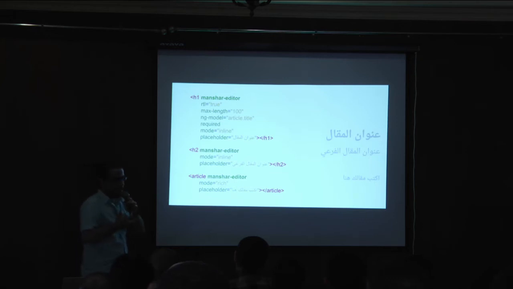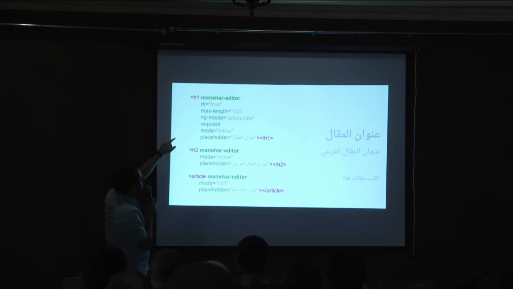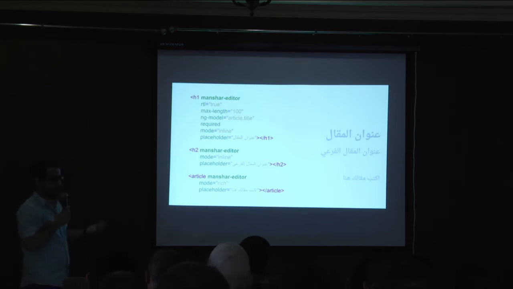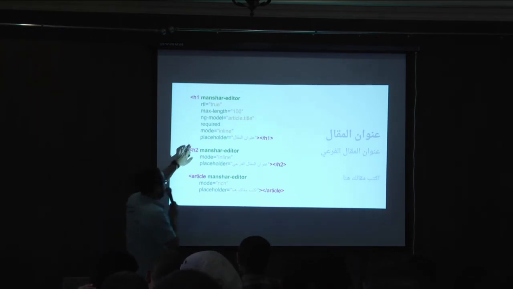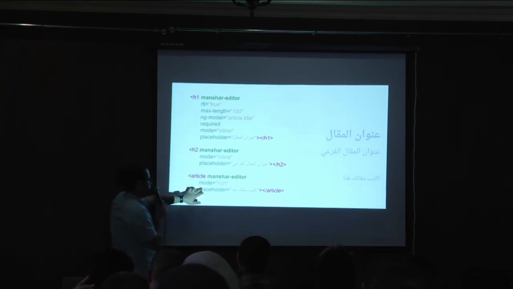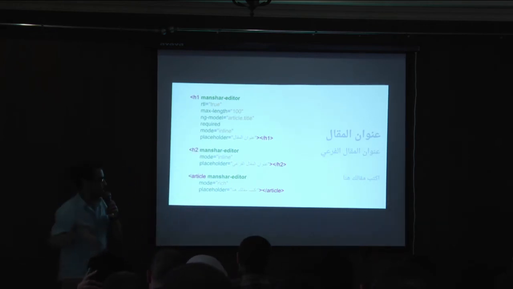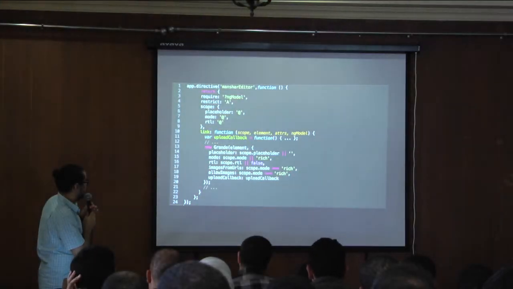What this does basically is call the Grande API to create this. You can see we also pass in a lot of attributes. Is it an article, do you want an article editor or not? What is the maximum length? What is the model you want to bind the content to? Is it required? And what mode do you want? You can see here a mode inline, and there is a mode rich to give you the formatting options. All right, let's see how this is implemented.